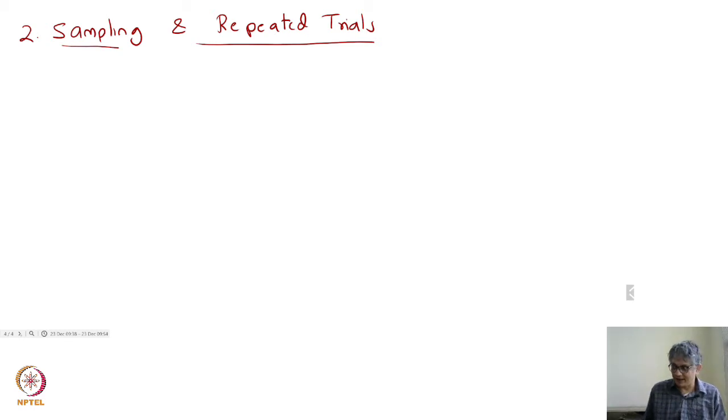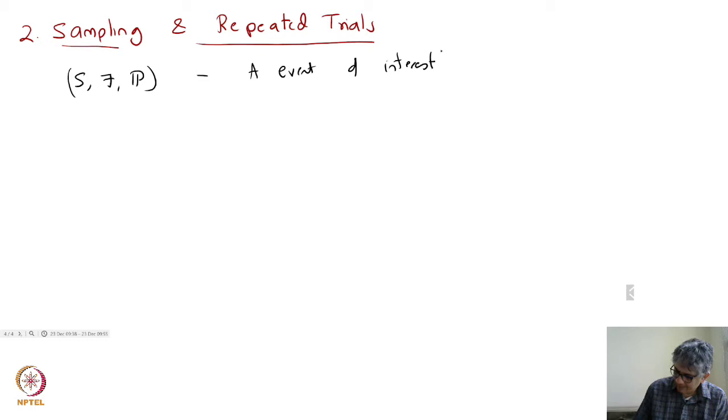Now, let's consider an event A with sample space S. You think of an event A as some special event that you're interested in. Let's say you're tossing a coin, and your event A is getting a head. So you have S, a sample space, an event space, and a probability P. A is an event of interest, and A is a subset of S.